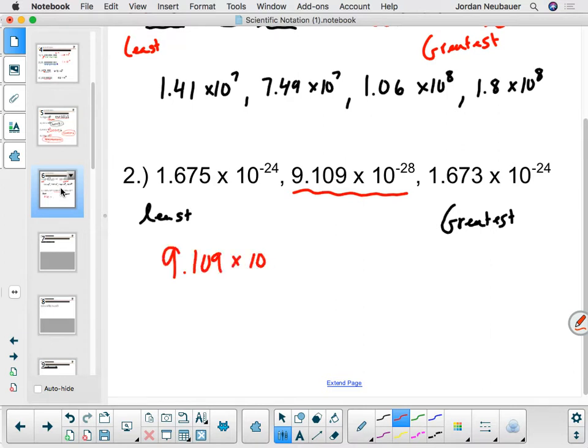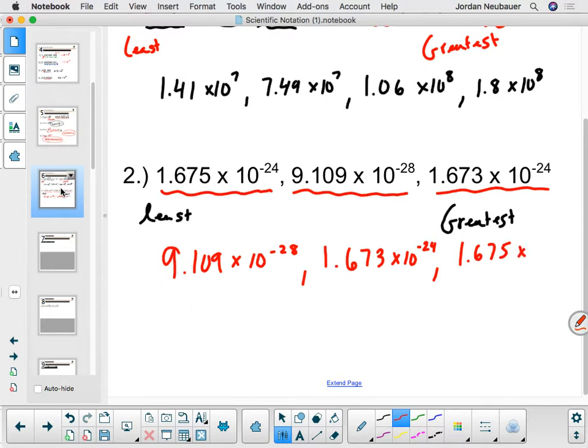9.109 times 10 raised to the negative 28th power is the smallest number of this set. The next smallest number of this set would be anything with a 10 to the negative 24th power. Okay. So of those two numbers, I know that 1.673 is smaller than 1.675, so that's my next number in the set. 1.673 times 10 to the negative 24th. And the largest number of this set, even though they're all very, very small, minute numbers, is my 1.675 times 10 to the negative 24th. Okay.